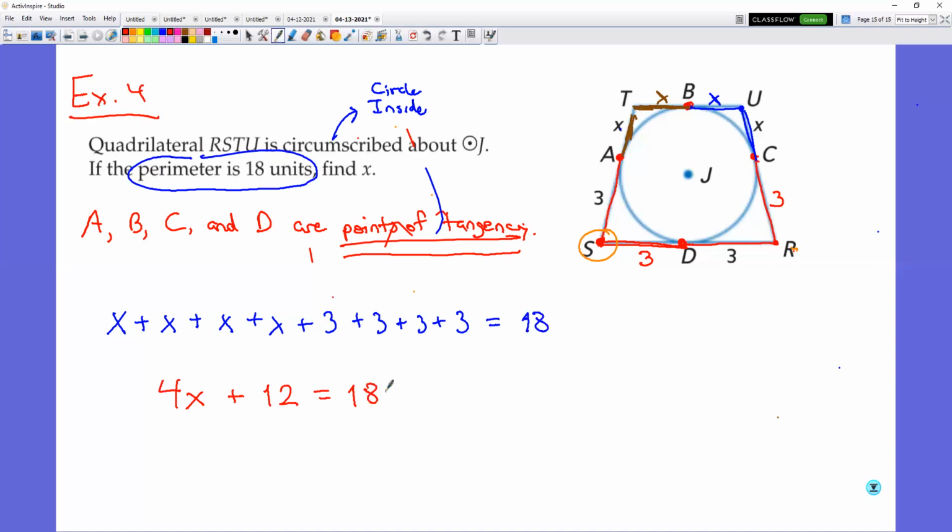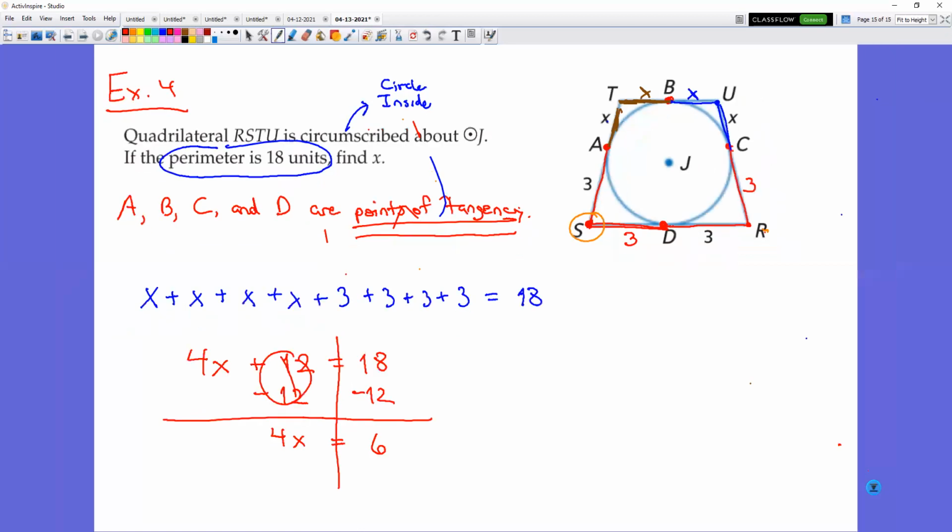And so now it's just a matter of solving for X. It's a two-step equation. So we're going to subtract the 12 on each side. So it's going to be 18 minus 12, which is 6. We cancel this out and bring down 4X. And then we're just going to divide both sides by 4. And that's going to be X equals 6 divided by 4.